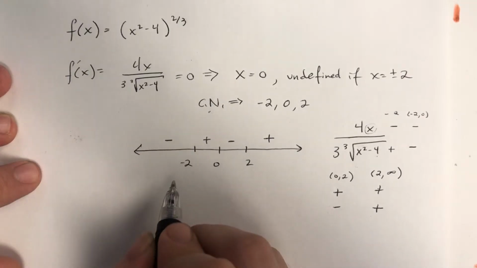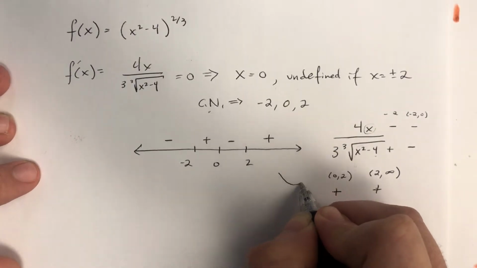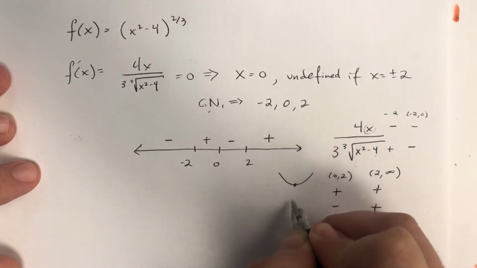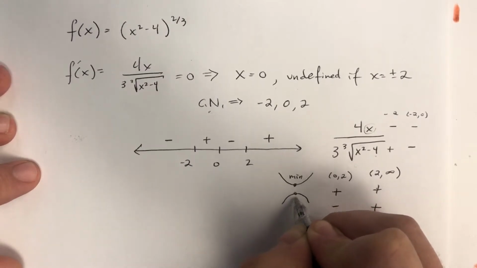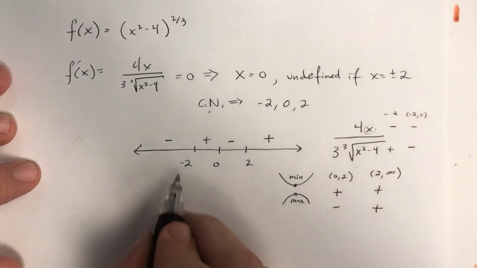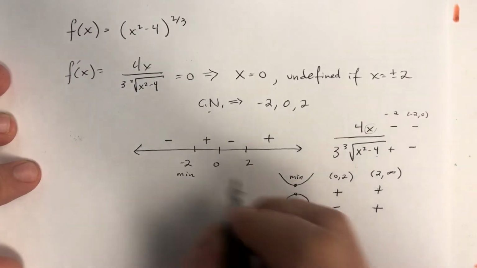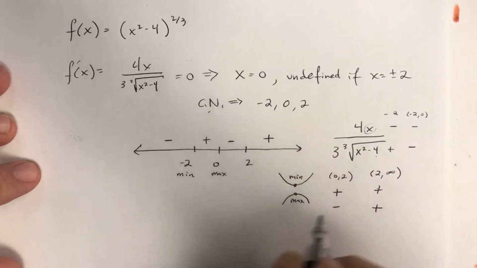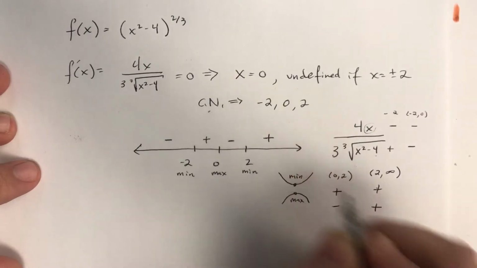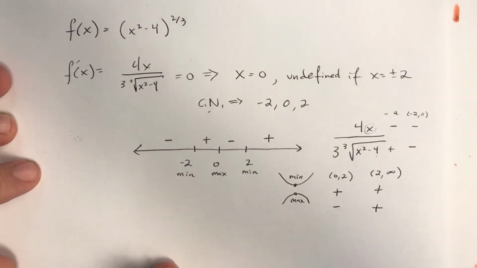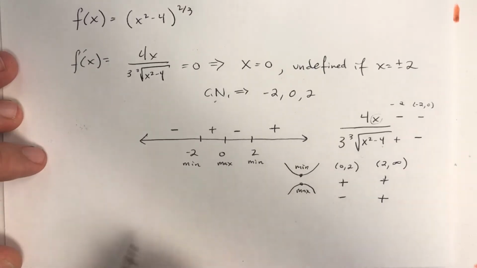Remember, a relative min occurs when my function goes from decreasing to increasing. A relative max occurs when my function goes from increasing to decreasing. So it looks like -2 is a min, 0 looks to be a max, and +2 looks like another min. The last thing I need to do is sum up the results for my first derivative test.